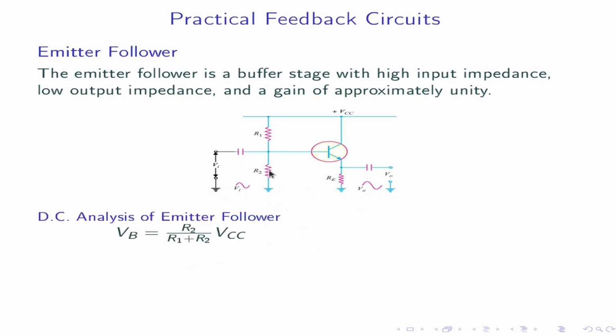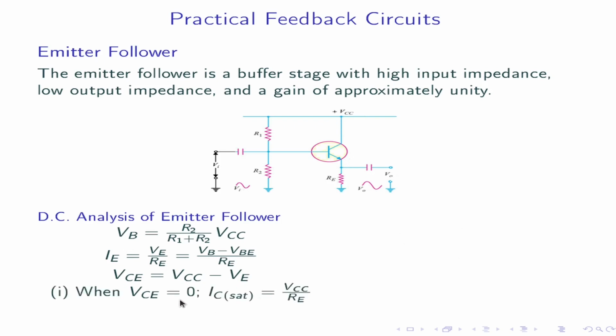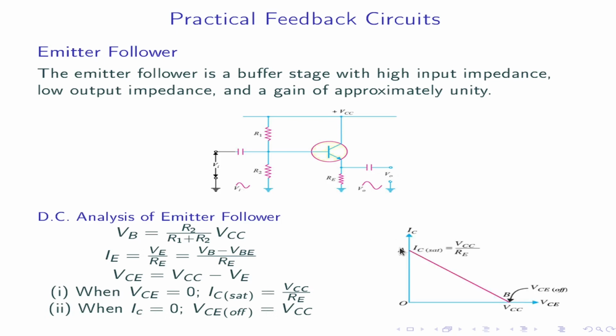We have VB, the voltage across R2, that is R2 by R1 plus R2 into VCC. Emitter current IE is equal to VE by RE, that is equal to VB minus VBE by RE. VCE is equal to VCC minus VE. When VCE equal to 0, we have IC saturation, that is equal to VCC by RE. When IC equal to 0, VCE off is equal to VCC. We have the DC load line AB with IC saturation VCC by RE and VCE off at VCC.